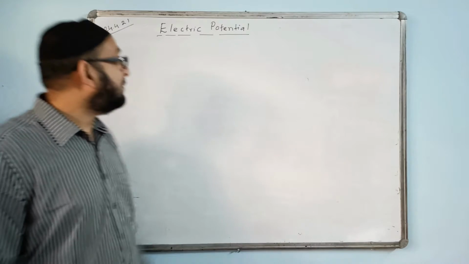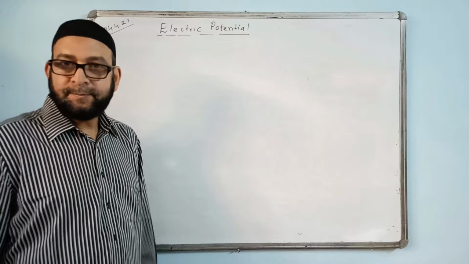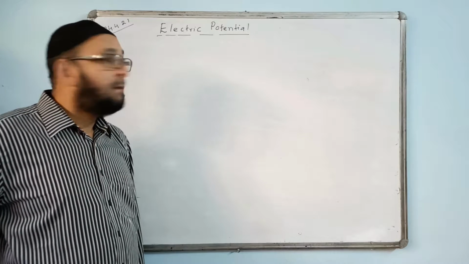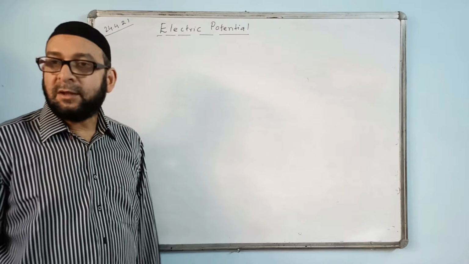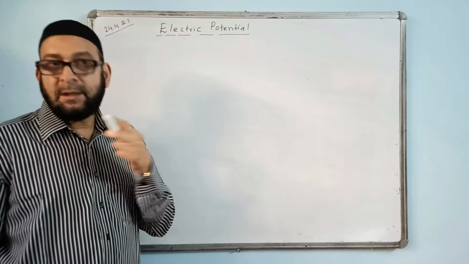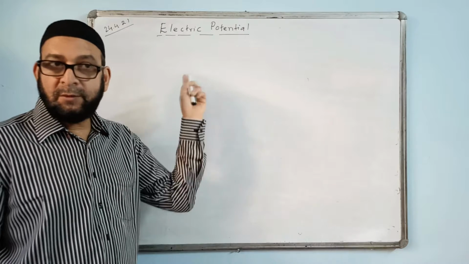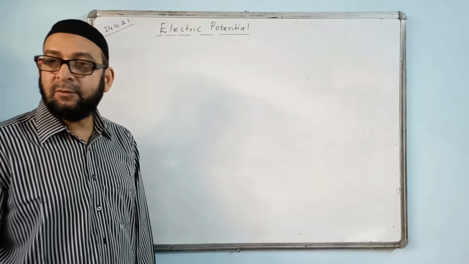Today we will start a new topic, electric potential. According to the book, this is the third chapter, and this chapter is given after Gauss theorem, but we will do it first. After this, we will do the Gauss theorem.